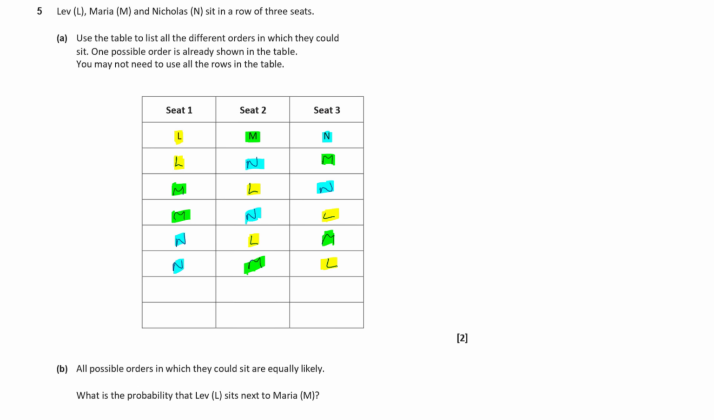All possible orders in which they could sit are equally likely. What is the probability that Lev sits next to Maria? So probability of L next to M. Now that's equal to successful outcomes divided by total outcomes. Okay, now the total outcomes are the fact that I've got 6 different arrangements. I've just worked them out in part 1. I worked out 6 different ways of arranging those 3 people next to each other. So that's the number on the bottom.